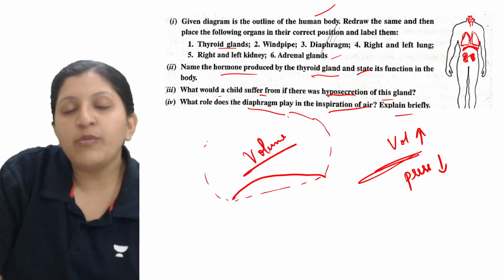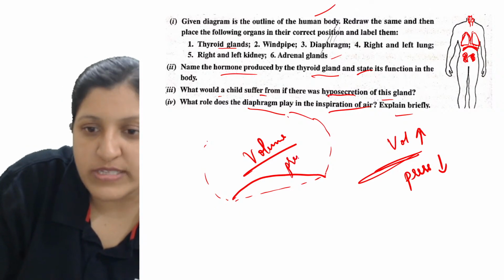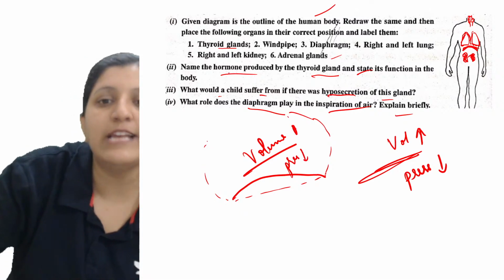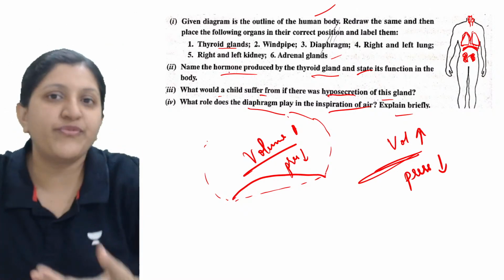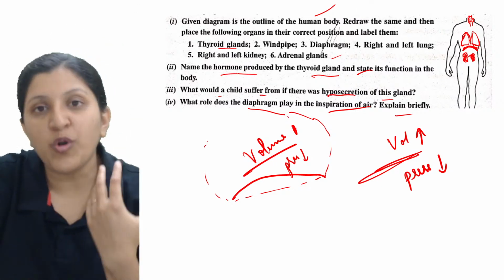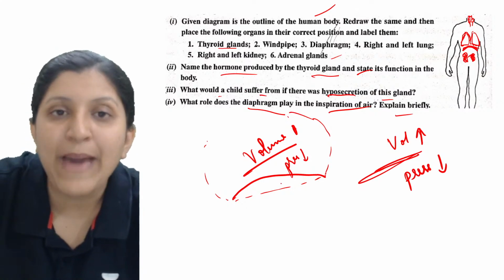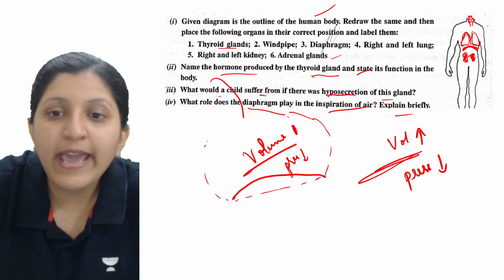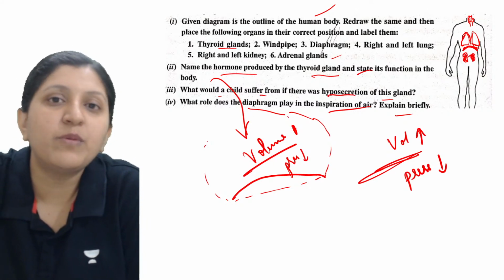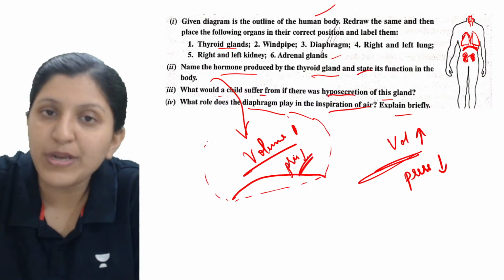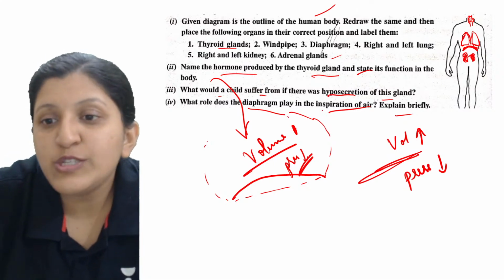Okay. And when that happens, the pressure falls inside. So when the pressure falls inside, the air is going to move in from outside, since the atmospheric pressure will be more on the outside as compared to the inside. So the air is going to diffuse in, from higher atmospheric pressure to the lesser pressure inside. So that leads to inspiration.